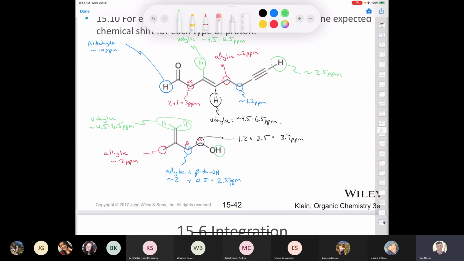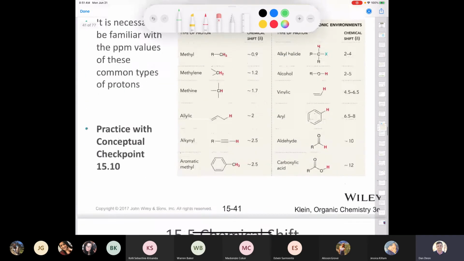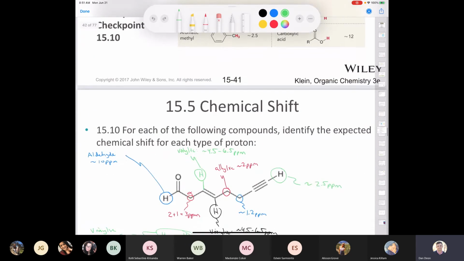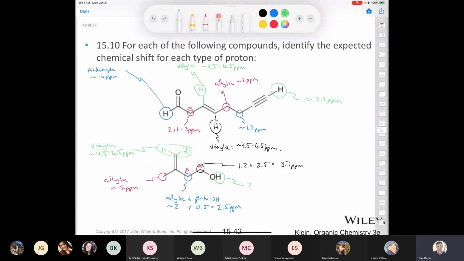And then we have the alcohol last. I'll use the green pen for that. And we said that an alcohol has a chemical shift, go back to the table here, in the neighborhood of 2 to 5 parts per million. So let me scribble that down here. So 2 to 5 parts per million. And there you go. All right, what do you think? Give me a thumbs up if you follow me.